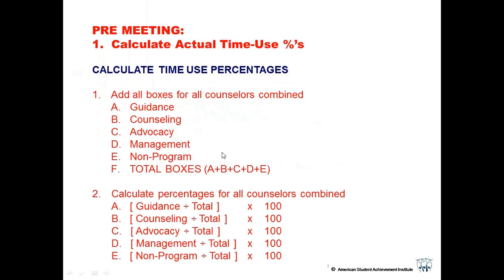So after we know the total boxes, then we want to calculate the percentages. So we're going to take the total number of guidance boxes and then divide that by the total overall boxes, and then multiply that by 100. And that will show you the percentage of time that your department, all of your counselors together, is spending on guidance. And the same thing for the other 4 types of services.